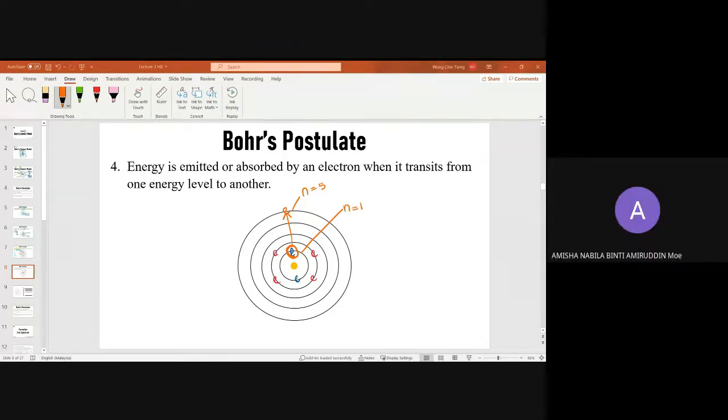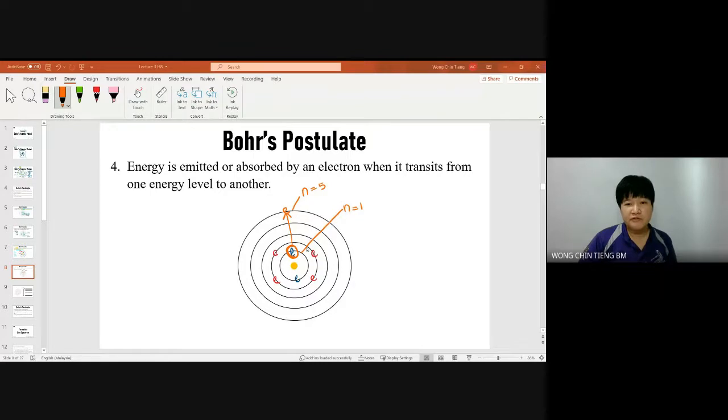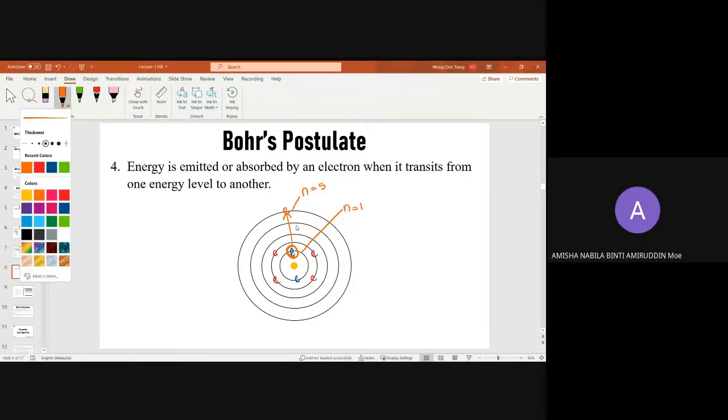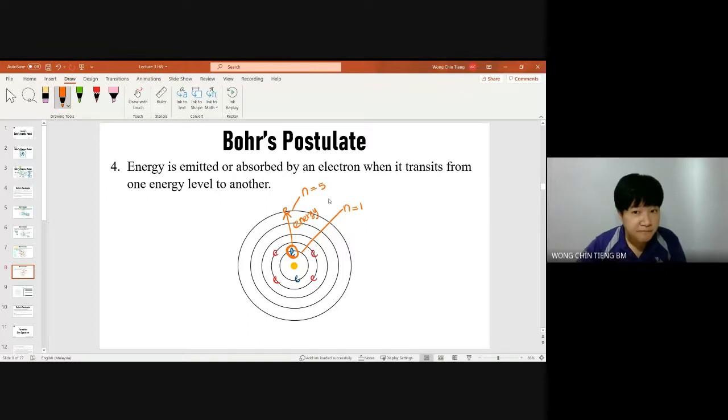Yes, Miss. If I'm moving from n equals to 1 to n equals to 5, is energy being emitted or is energy being absorbed? Absorb. Energy will be absorbed or, bahasa senang sayang, needed. Okay? Energy will be needed.